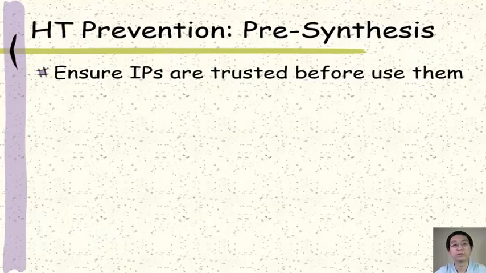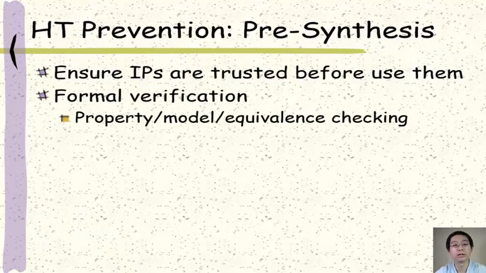When we use third-party IPs, we want to ensure they don't have hardware Trojan, or that they are trusted, before we can use them. Typically, there are two approaches to do this. First, we can turn this problem into a formal verification problem. We can verify whether the IP meets the specification or not. This can be done by doing property check, model check, or equivalence check.